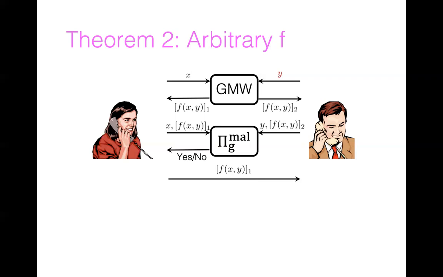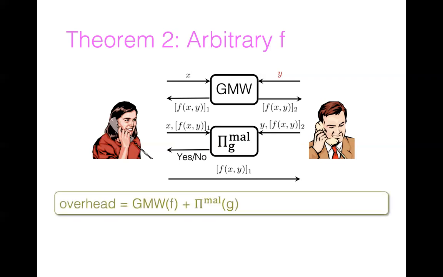Here we need a fully active protocol for this function g. So the idea is that no matter what the computation is, what happens before, this malicious implementation for function g will let the answer be revealed only if it is right. And as before, this will lead to a one-bit leakage. The complexity here is the complexity of the passive protocol GMW plus an actively secure protocol for the function g.